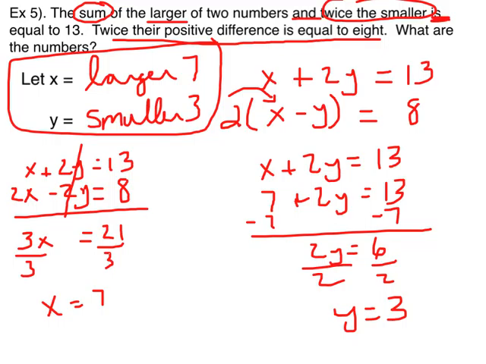You can check it out. The larger plus twice the smaller, so if I take the larger, 7, plus twice the smaller, 6, I get 13. And if I subtract, 7 minus 3 is 4, and I double it, twice that, I get 8. So I know it works if I do the check.